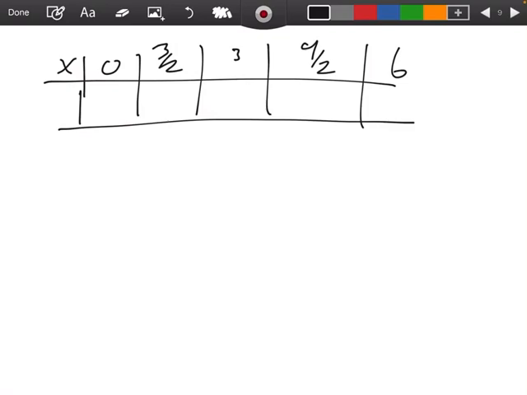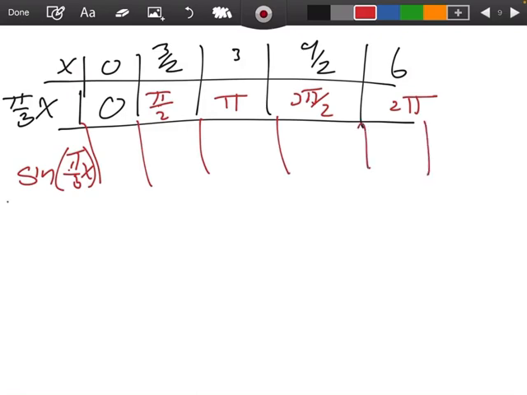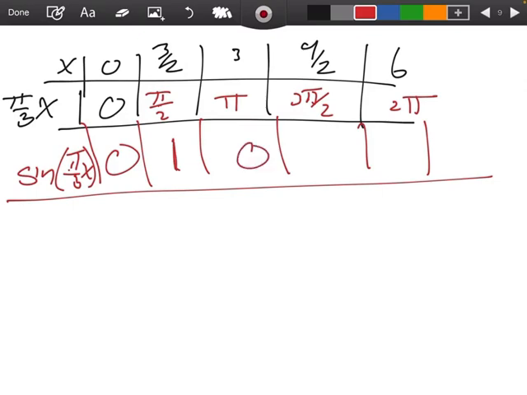And then we had pi over 3 with an x. And so this is going to be 0. These are going to be my standard values. That's my pi over 2, that's my pi, that's my 3 pi over 2, and that's my 2 pi. And then we have the sine of pi over 3 with an x. And so remember, sine of 0 is 0. This is going to be 1. It's going to be 0, negative 1, and that's back to 0.